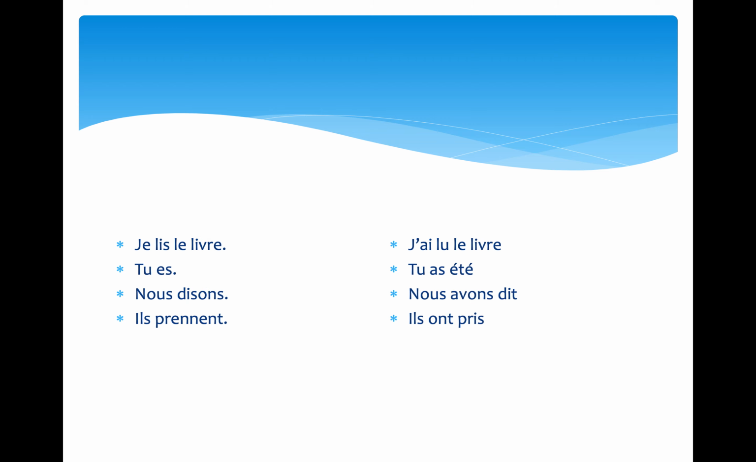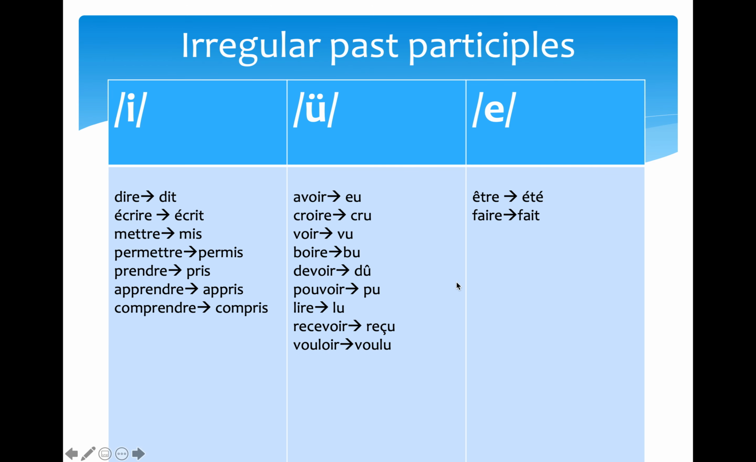So that should be the end of the video, except I want to tell you something. I want to show you something weird. This is what screws people up. Avoir has a past participle, and that past participle is eu. Être has a past participle, and that past participle is été.